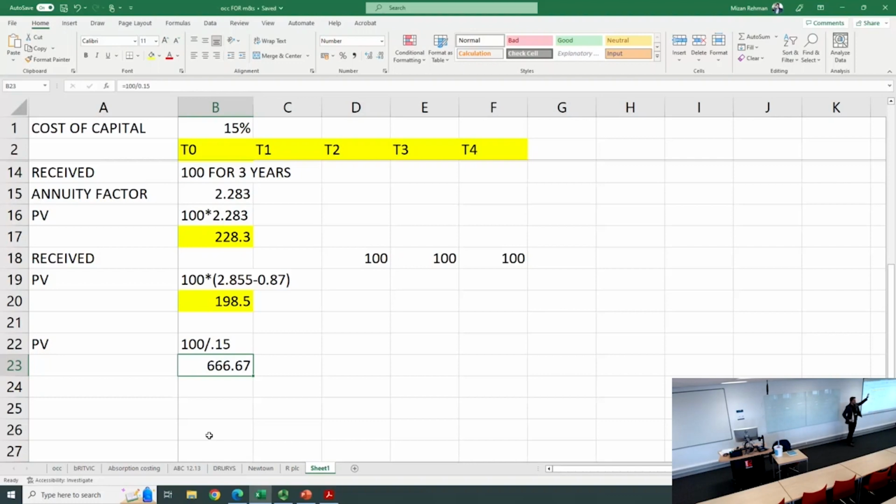Because the cost of capital is so high, the further we go from the present, the lesser the value of the money you receive. So after some time, whatever you receive is not important for decision making. It still exists, but it's not significant for decision making.